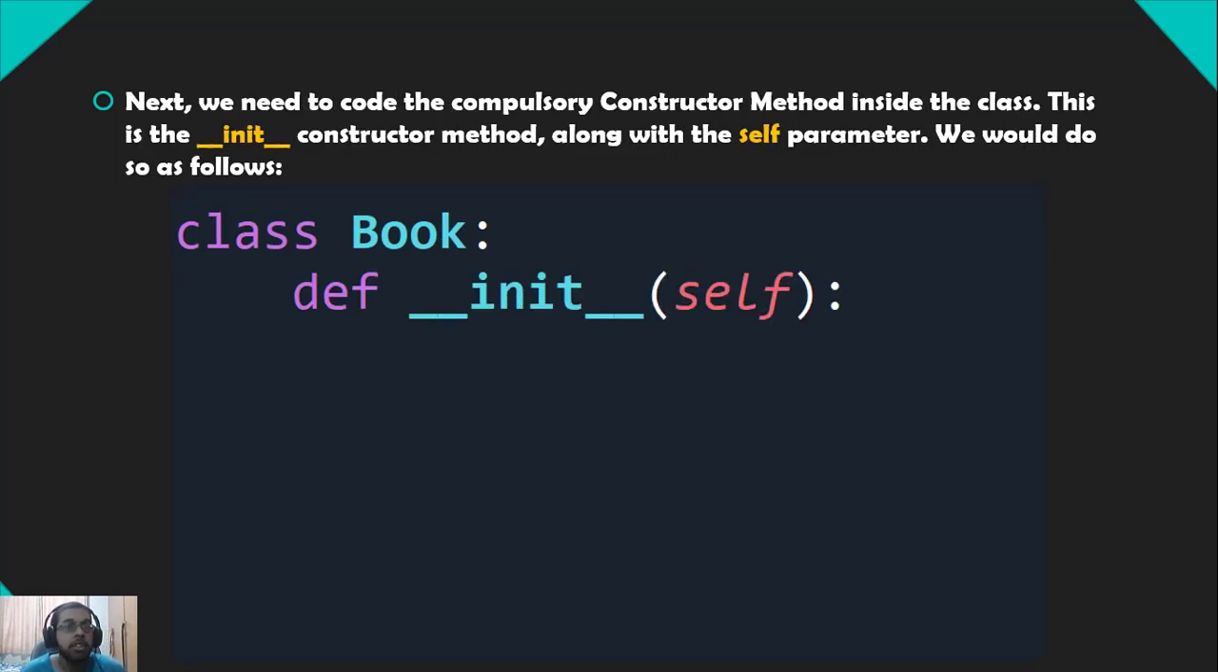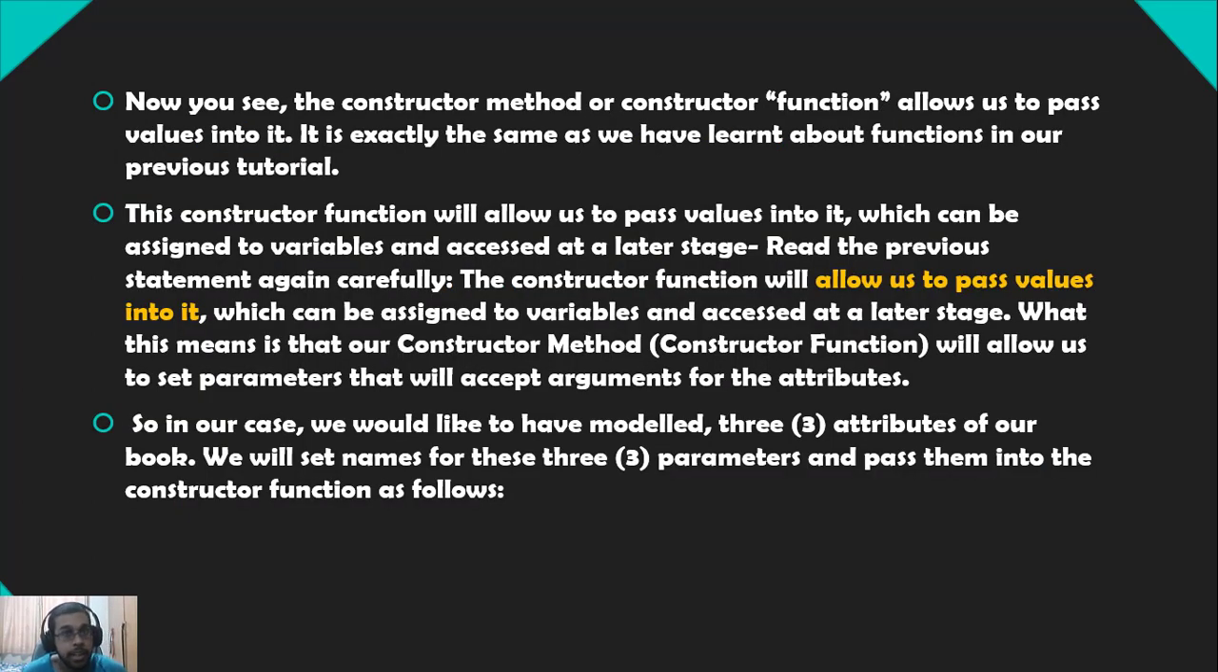Next, we need to code the compulsory constructor method inside the class. This is the init constructor method along with the self parameter. We would do so as follows. Class Book, def __init__(self). Now you see, the constructor method or constructor function allows us to pass values into it. It is exactly the same as we have learnt about functions in our previous tutorial.